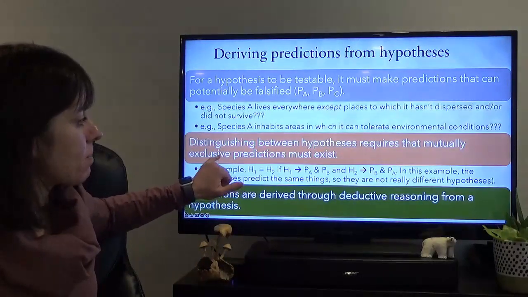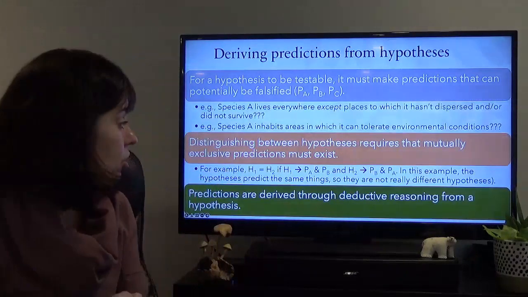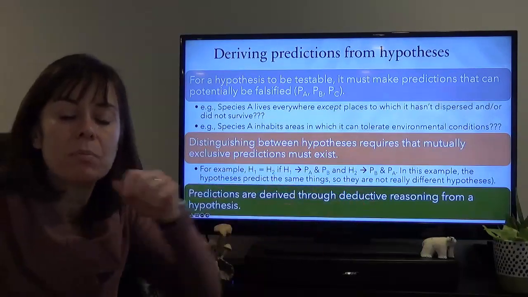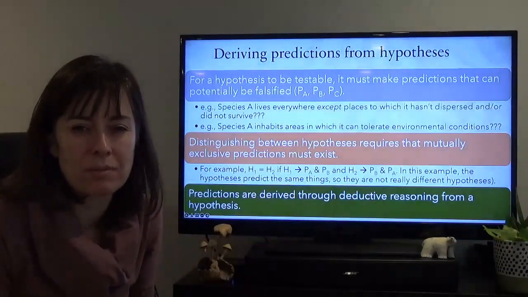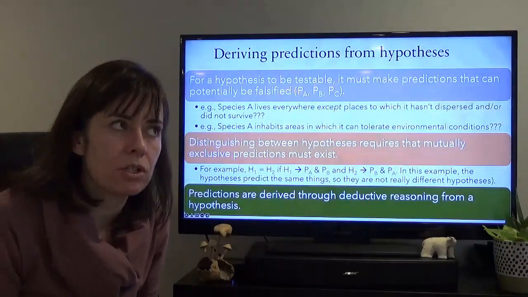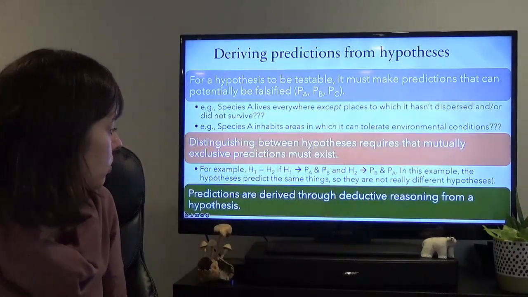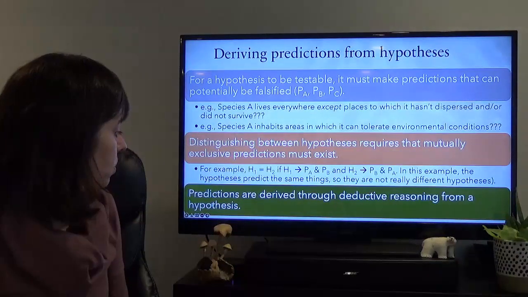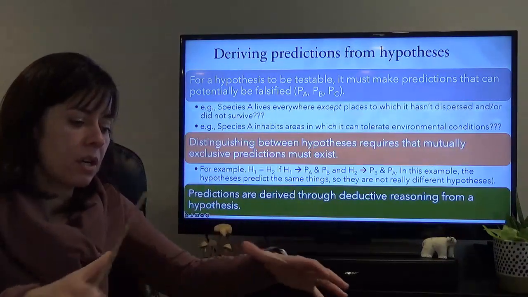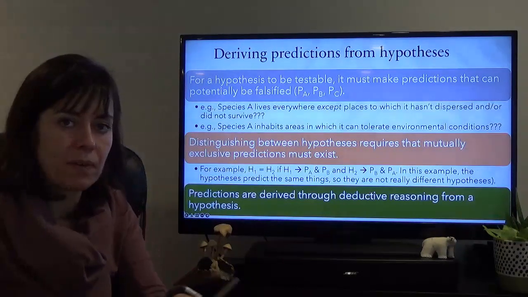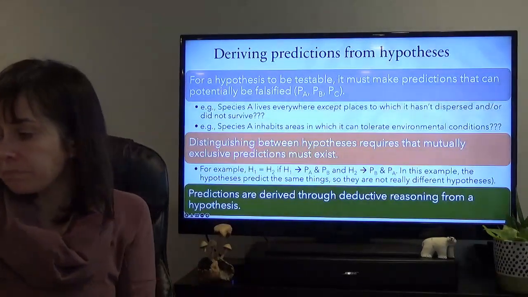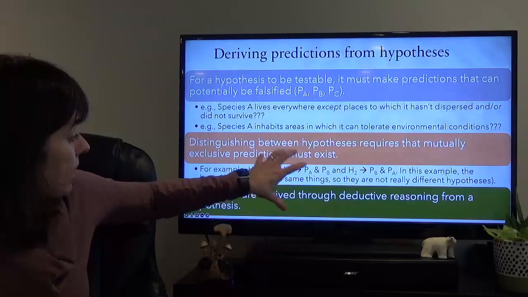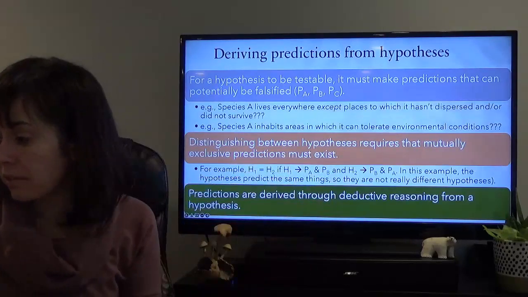Okay, so distinguishing between hypotheses also requires that mutually exclusive predictions exist. If you have two hypotheses and they have identical predictions, then they're the same hypothesis, even if you've worded them differently. So really being very clear about those predictions and ensuring that they are mutually exclusive predictions is critical. And predictions are derived through deductive reasoning from a hypothesis. So you've got this overarching hypothesis and you develop more specific predictions based on that overarching general hypothesis.